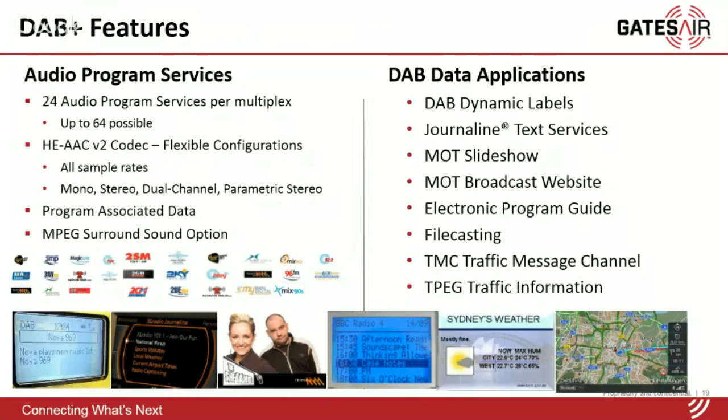File casting, being able to do file transfers to the radio, either for updates or for data consumption. TMC and TPEG traffic, two different traffic systems. One is a message channel, the highway is blocked at exit 47, that kind of messaging, and TPEG traffic information that can do graphical maps and actually chart traffic flows. They have weather services, again, album art, a lot of data services are available on DAB and DAB+.